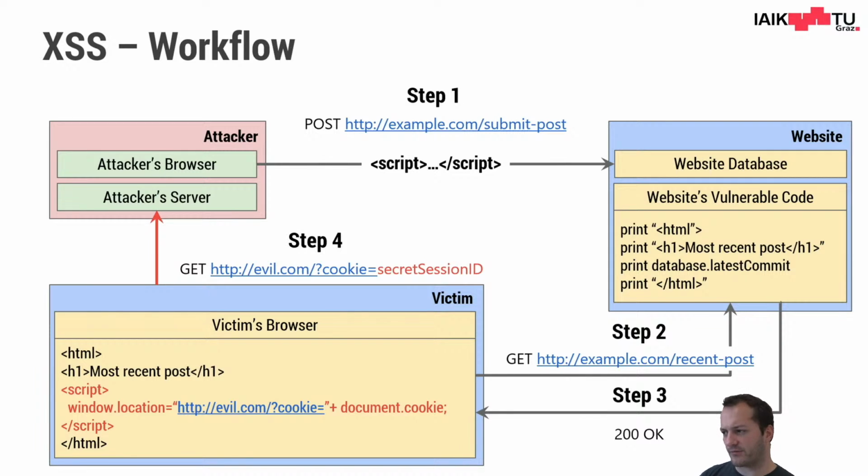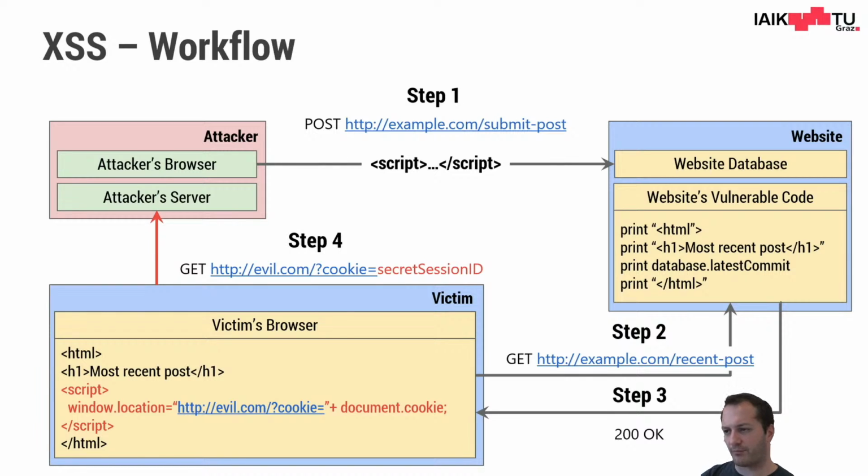In step 3, the website serves the victim's browser the page with the attacker's payload as part of the HTML body. So in other words, the script the attacker previously sent to the server, the red thingy here, will suddenly be rendered in the victim's browser. So the victim's browser will execute the malicious script inside the HTML body. It happens in the same origin.